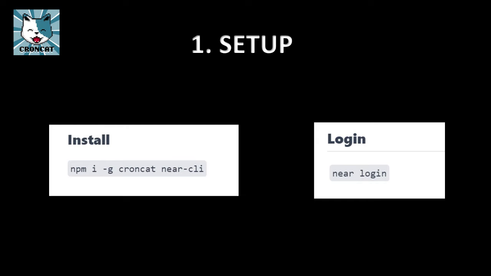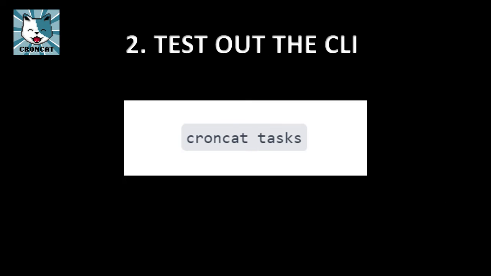Being logged in allows your Cron agent to have a funded account. If you do not have a NEAR account with 1 NEAR or more yet, go to the link in the top right corner to learn how to create one. Second step is to test out the CLI. Run Docker in detached mode and set the agent account ID.